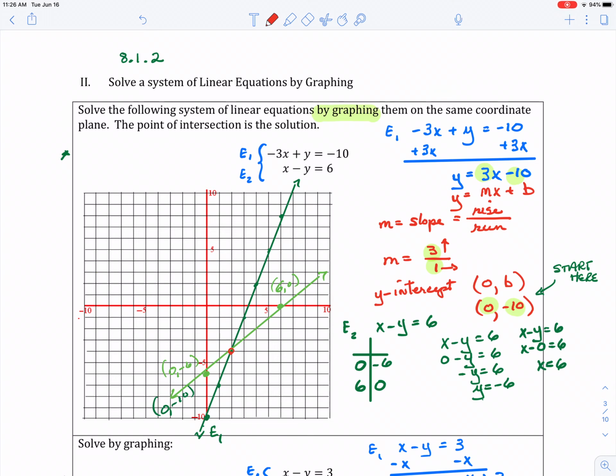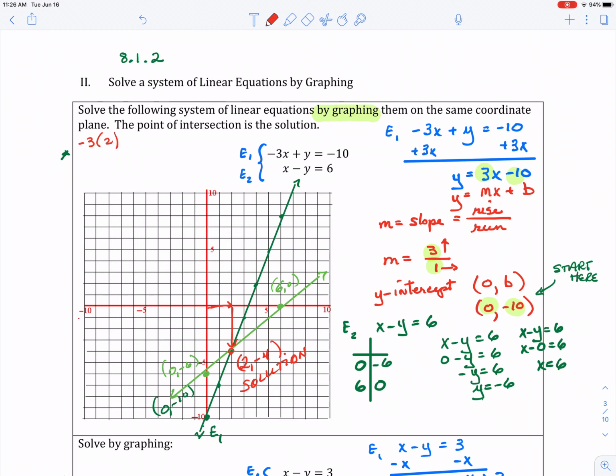So let's see if we can determine the coordinates of that point. How do we get there? We have to go 2 to the right, and we have to go 4 down. So this point has coordinates 2, -4. That is the solution, because that is a point on the first equation, and it's also a point on the second equation. Now, if this were a test, again, graphing is sometimes inaccurate.